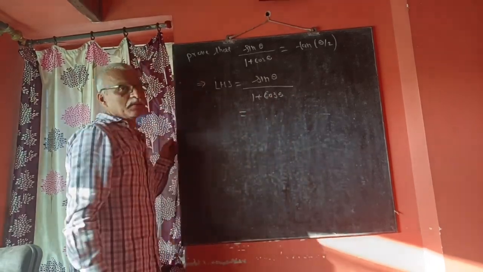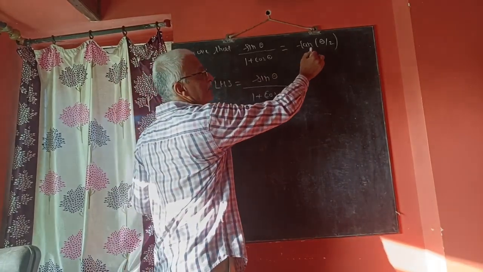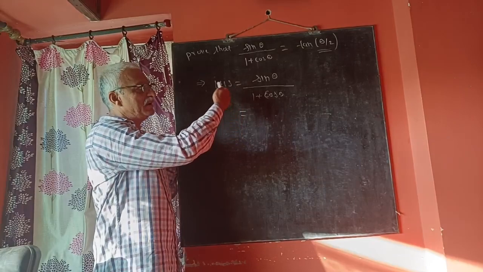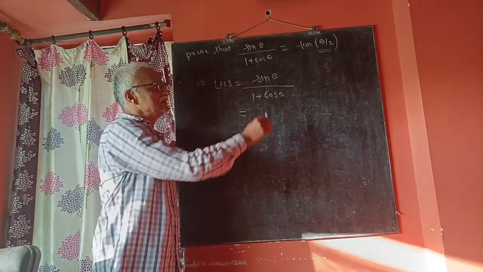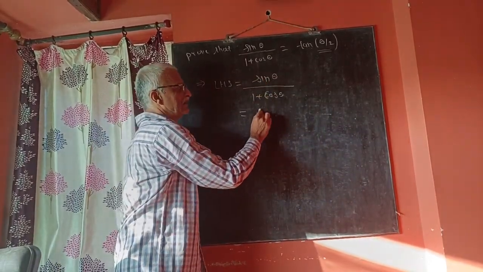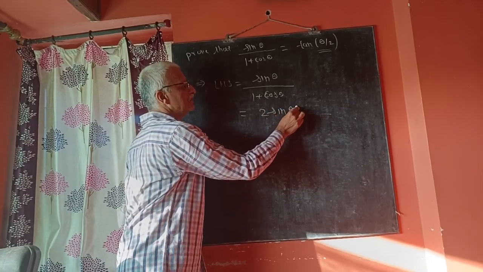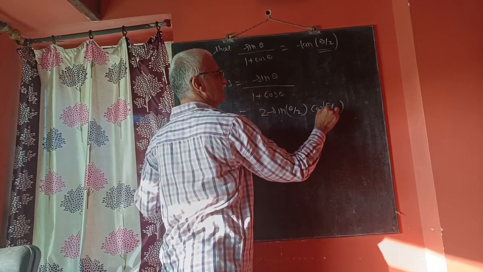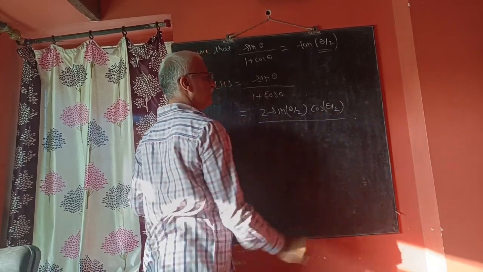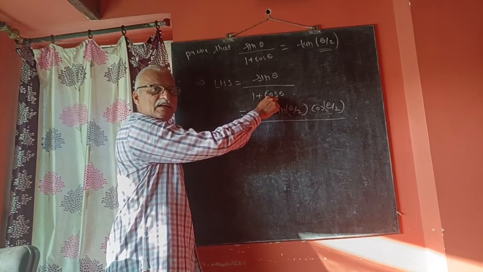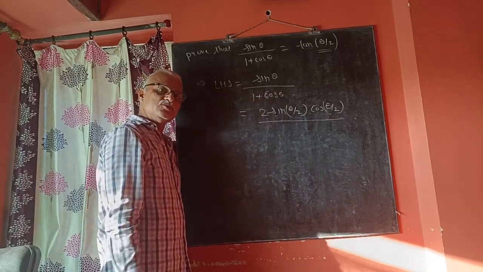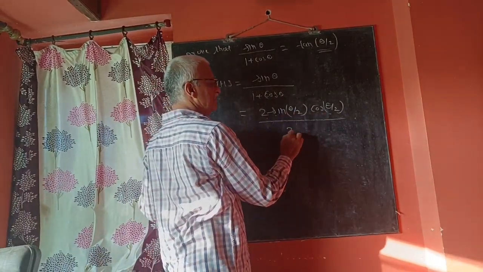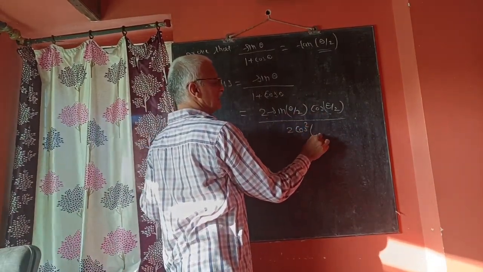Here we have to obtain the angle in submultiple form, theta by 2. So apply the submultiple angle formulas. Sin theta can be written as 2 sin theta by 2 into cos theta by 2, divided by 1 plus cos theta. 1 plus cos 2 theta is 2 cos square theta, so 1 plus cos theta will be 2 cos square theta by 2.